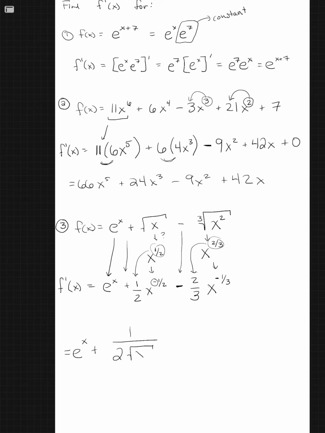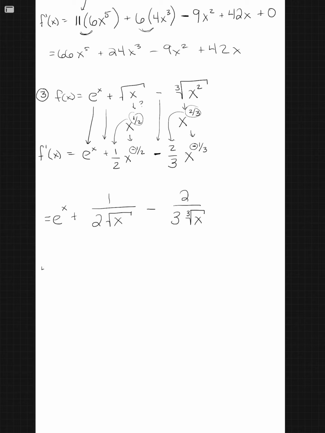So we can write this as 2 times the square root of x. And similarly, this negative power means we can bring it to the bottom of the fraction and have a cube root of x there. So the power rule doesn't just work for integers, it works for any number.